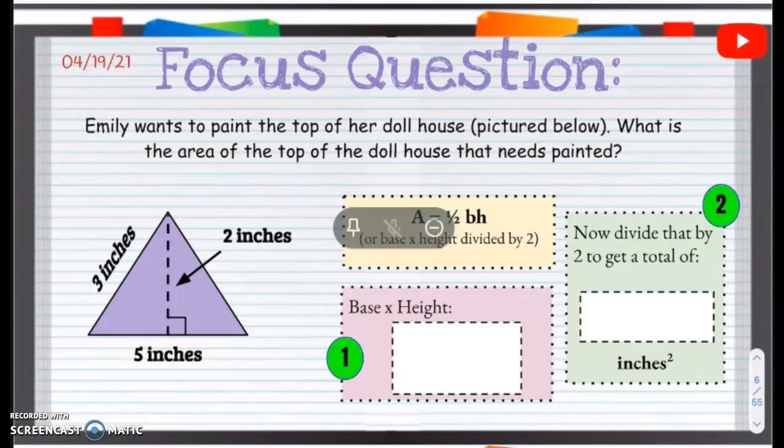All right, our focus question. Emily wants to paint the top of her dollhouse, which is pictured below. What is the area of the top of the dollhouse that needs to be painted?